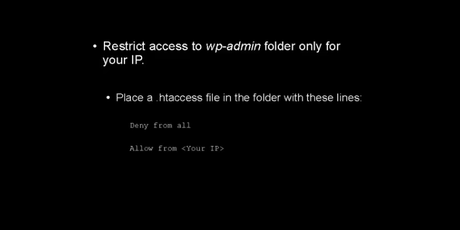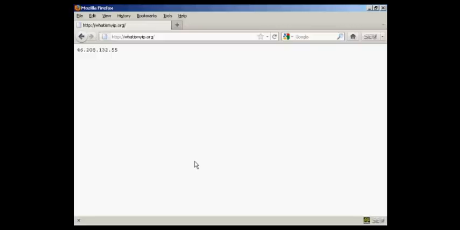Another thing you should do is restrict access to the wp-admin folder to only your IP address. You can easily do this by placing a .htaccess file in the wp-admin folder containing these lines. You want it to say deny from all, then you have a blank line, and then you say allow from, and you put your IP address in the tag there. And you can see what your IP is at this URL, which is whatismyip.org.